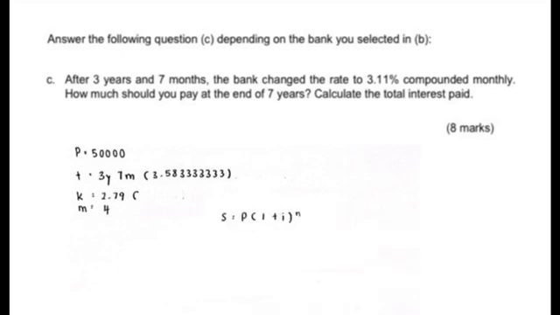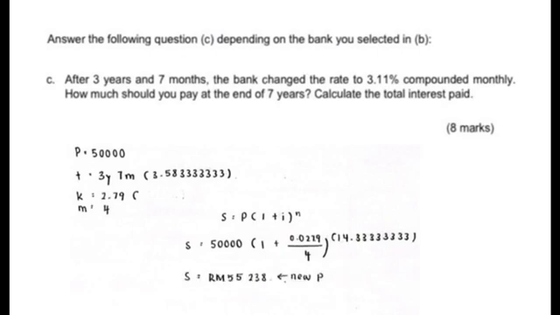To solve this question, we use the compound interest formula, which is S equals P (1 + i)^n. Then we substitute into the formula: S equals 50,000 (1 + 0.027/4)^14.3333. Then we get the new amount, S equals 55,238 ringgit, which now becomes the new principal.